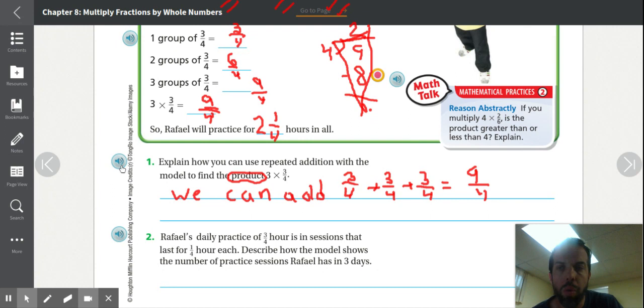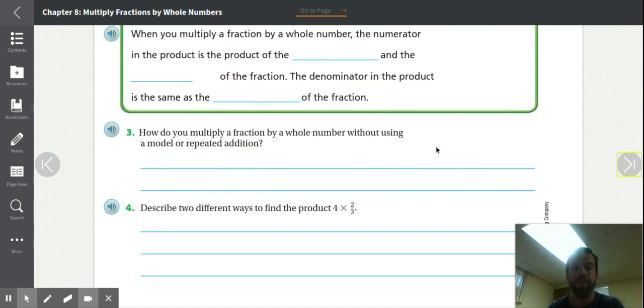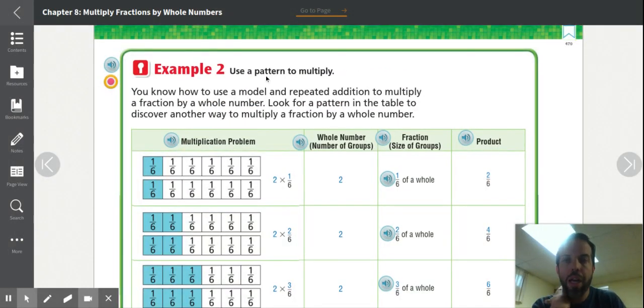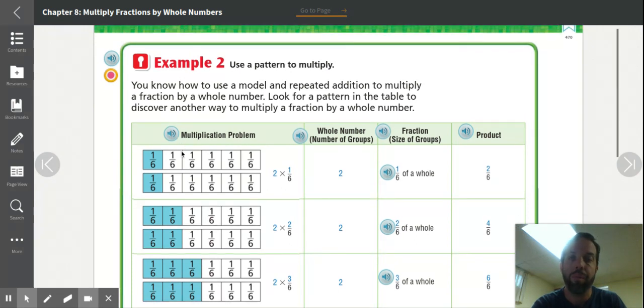So if we go to the next page, flip to page 470. I got a brand new page here. It says now we're going to be using a pattern to multiply. And this is very similar to what we've already learned this week. It says you know how to use a model and repeated addition to multiply a fraction by a whole number. Look for a pattern in the table to discover another way to multiply a fraction by a whole number.